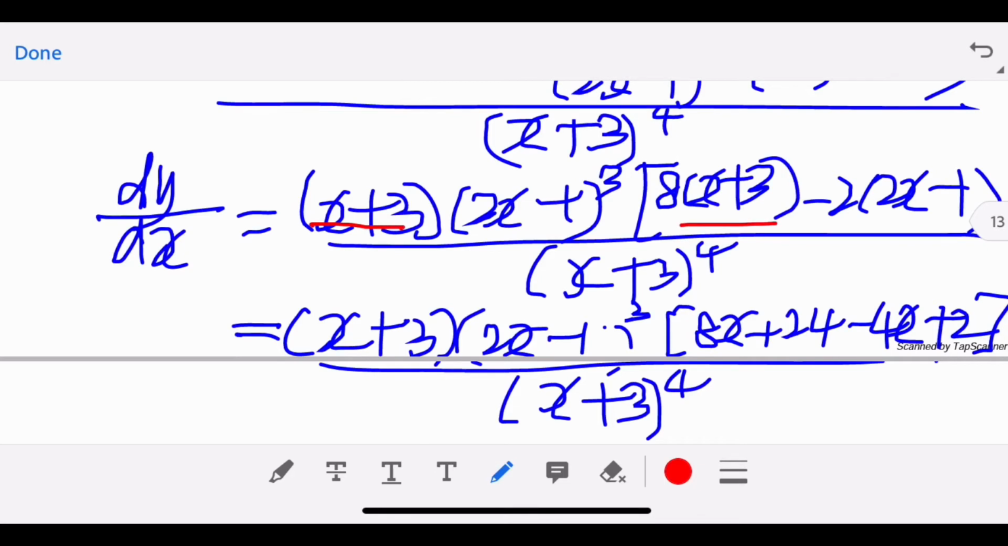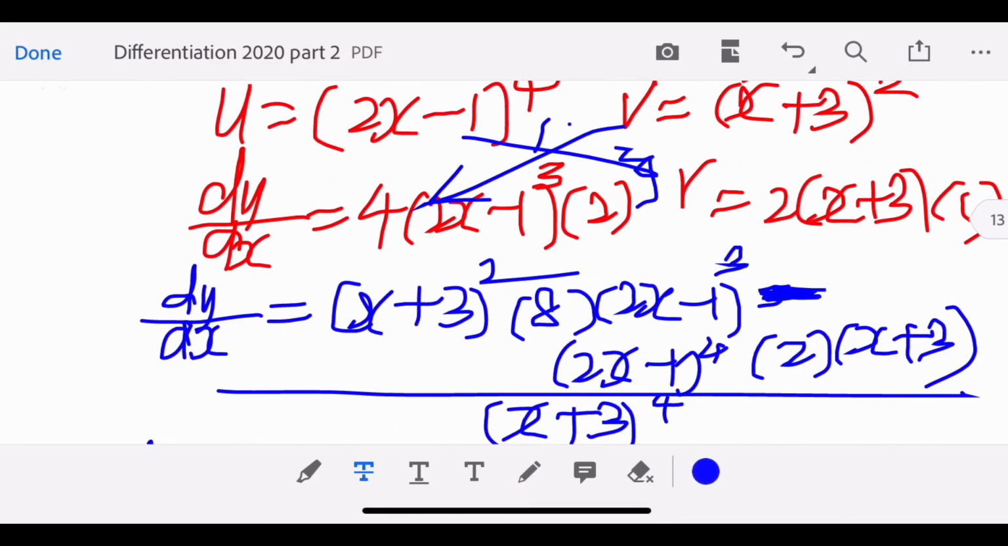Okay, I'm sure many of you are actually having problems with factorization. You can just focus on the common factor (x plus 3), and then you factorize them carefully.